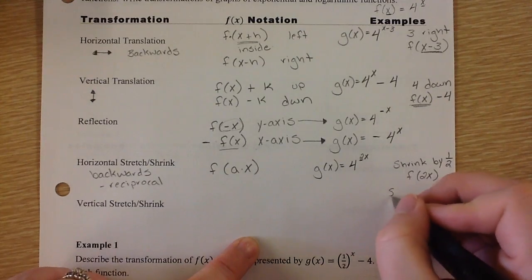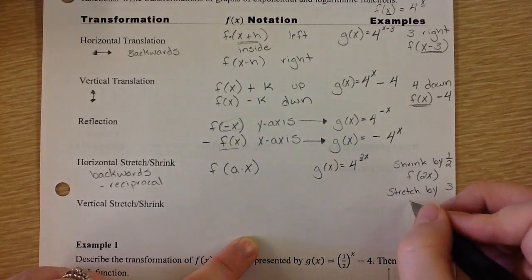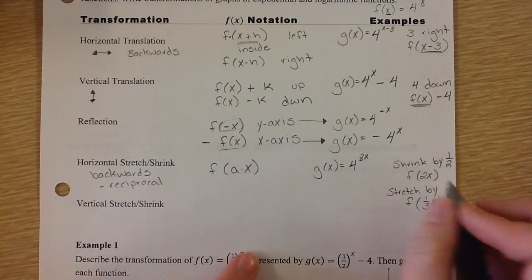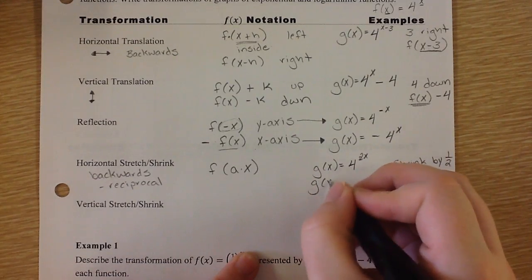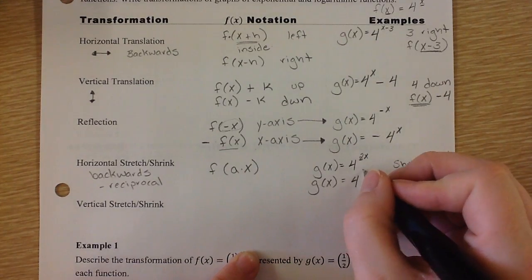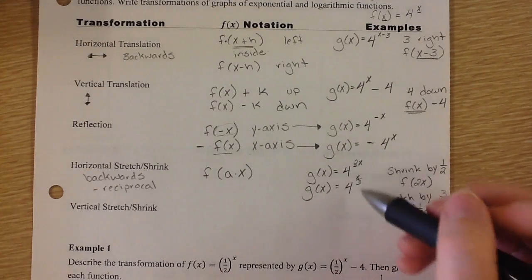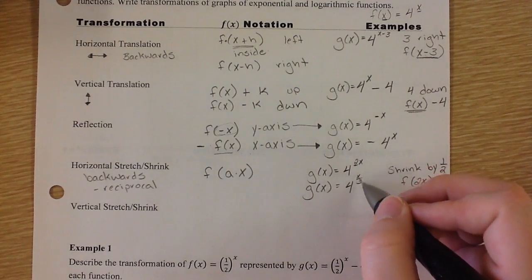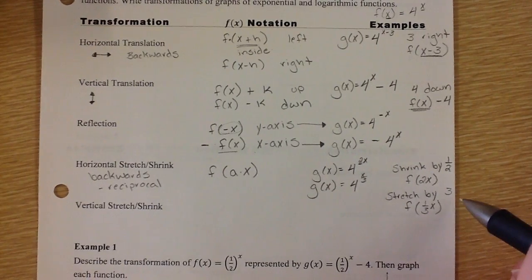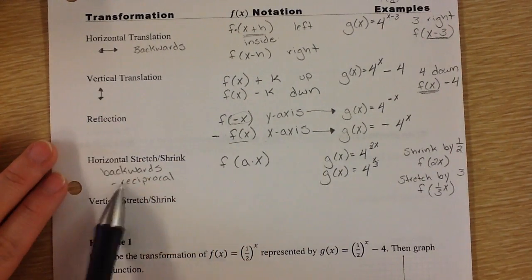If I want to stretch by 3, I'd have to go f of 1/3 x, that whole reciprocal idea when horizontal. So stretching it by 3 would be 4 to the 1/3 x, or a lot of times you write it as x over 3. That's 1/3 x, or x over 3. So dividing by 3 in there, or multiplying by 1/3, will actually stretch it by 3, the whole reciprocal idea. Again, because horizontal stuff works backwards.